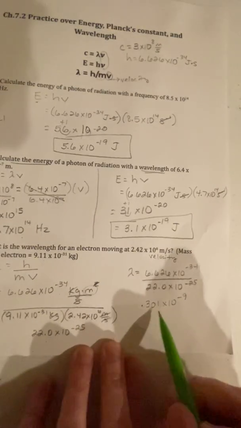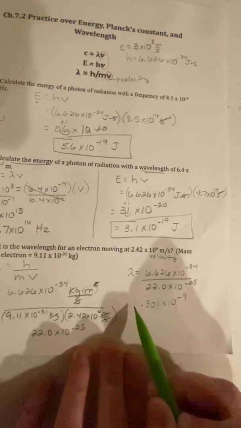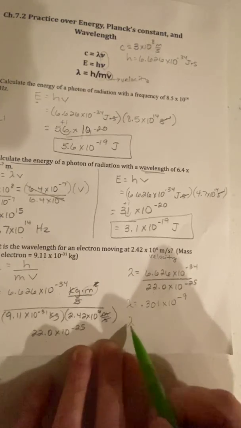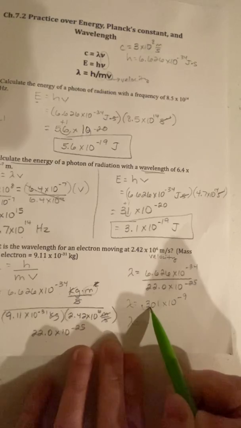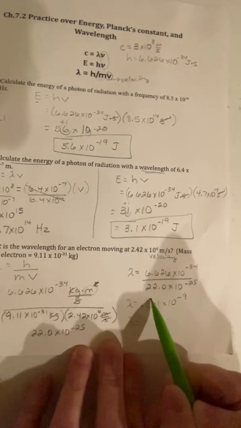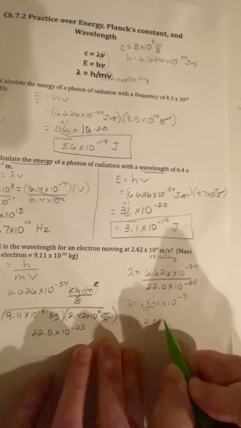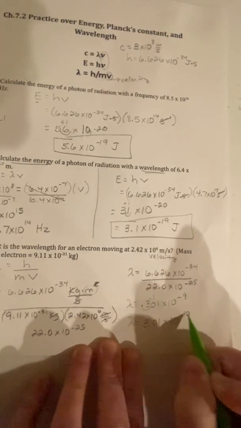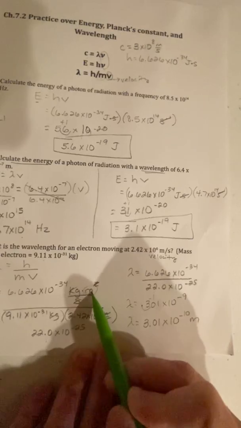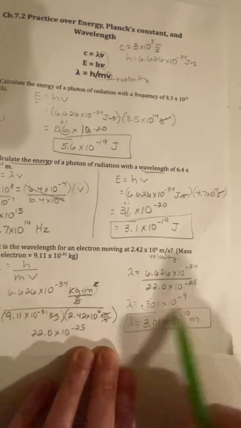But again, this is now that I'm putting it in my final answer to get my wavelength, I need to move it one to the right to get correct scientific notation. One to the right makes it one more negative. So that's going to be 3.01 times 10 to the -10, and remember, the only unit left was meters.